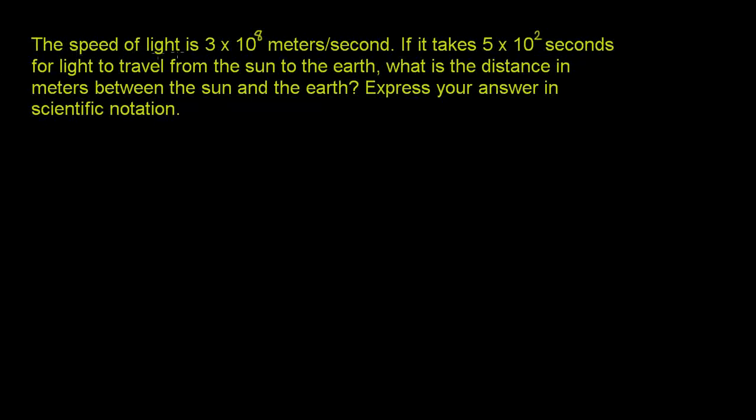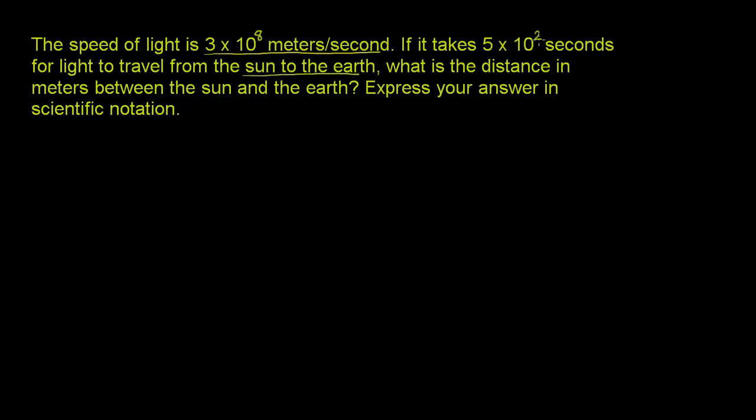The speed of light is 3 times 10 to the 8th meters per second. So as you can tell, light is very fast. If it takes 5 times 10 to the second power seconds for light to travel from the sun to the earth, let's think about that a little bit.